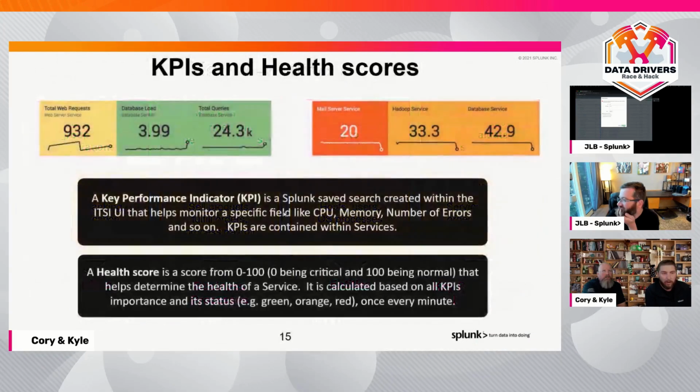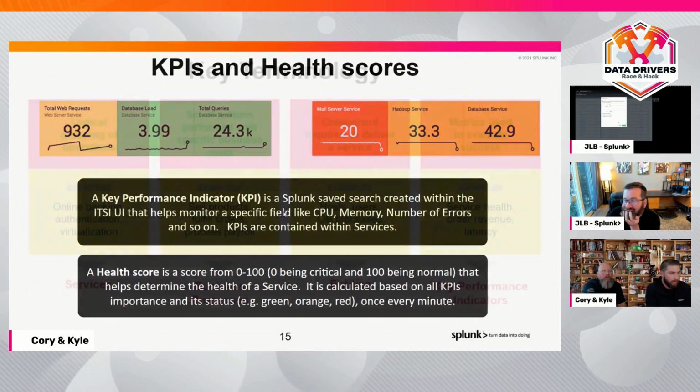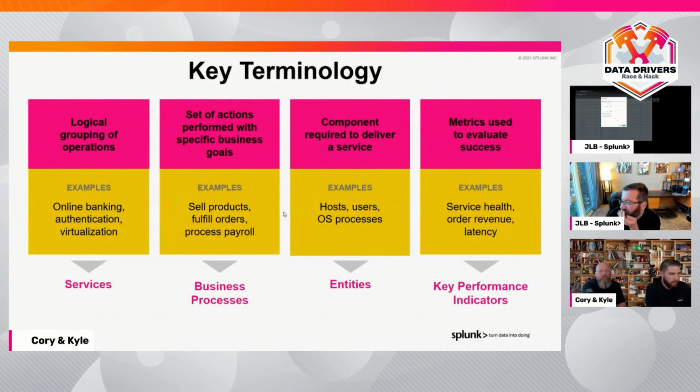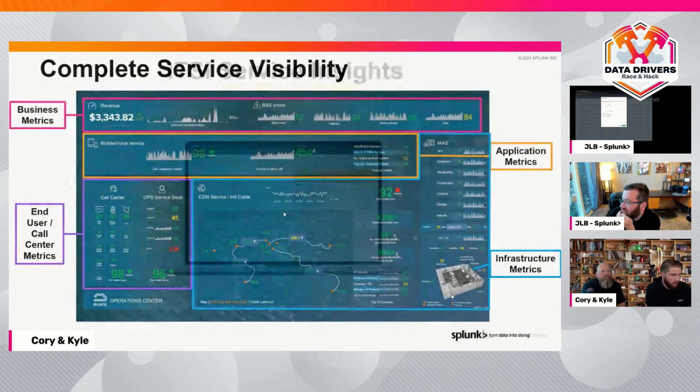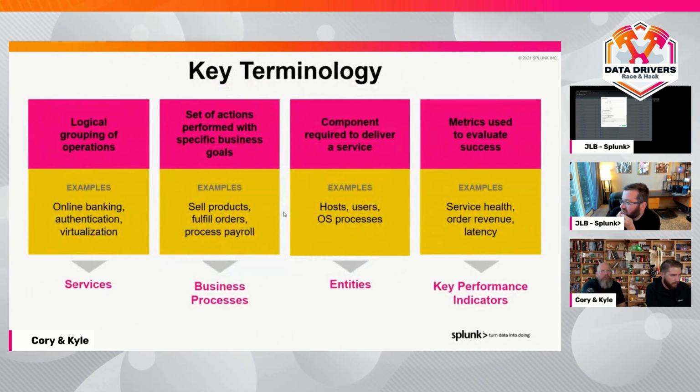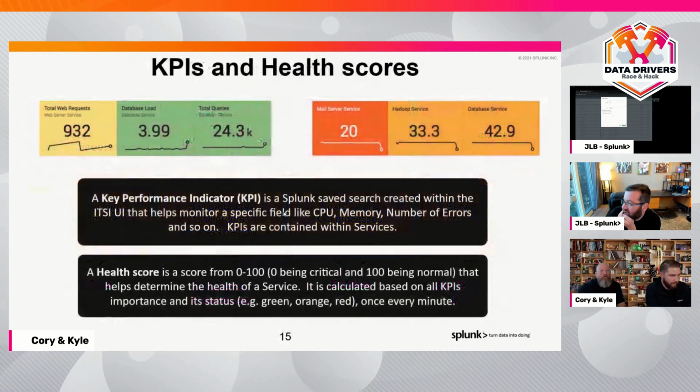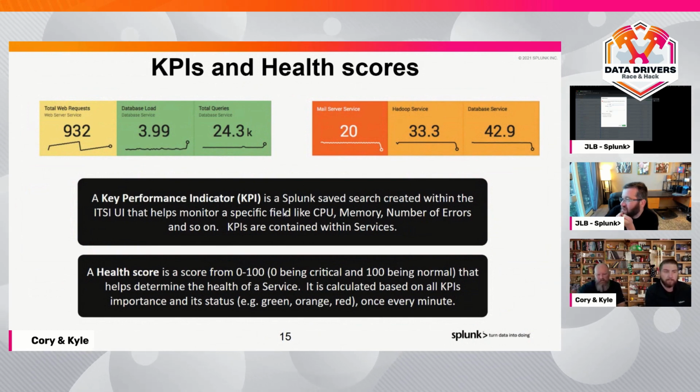Is this the slide here? I was going to pull the slide up because I felt it had a good description of it. Services are a logical grouping of things, and the KPIs that we're going to build are helpful because we'll aggregate those to build health scores that will give us the visualization that John showed earlier, which is going to be super useful.